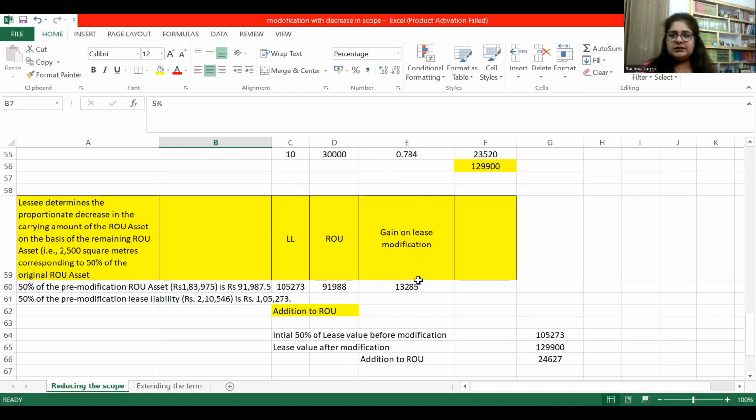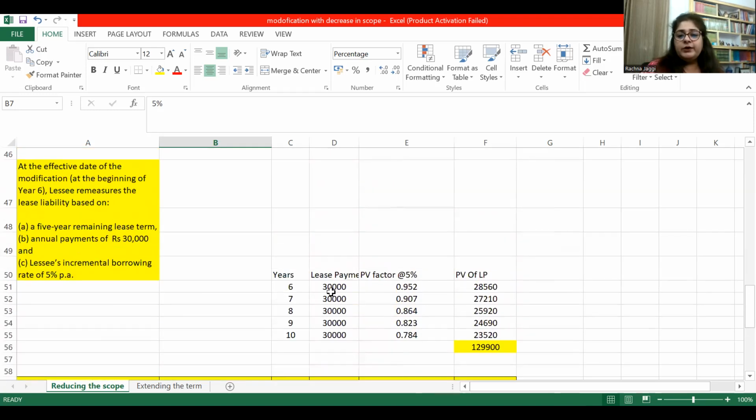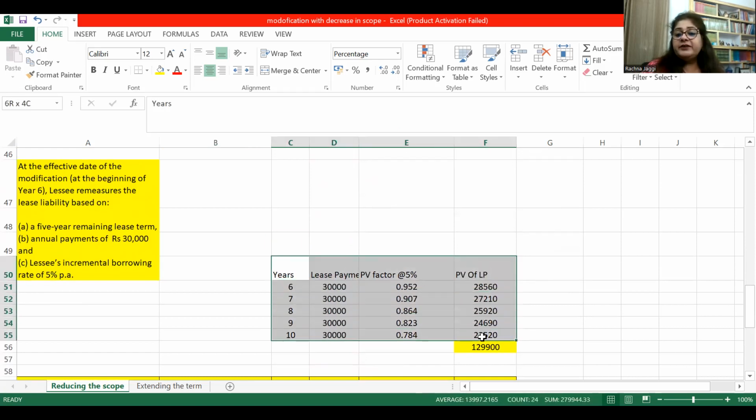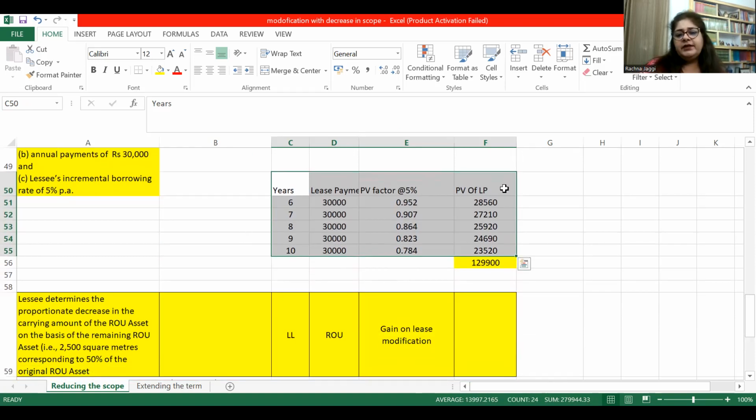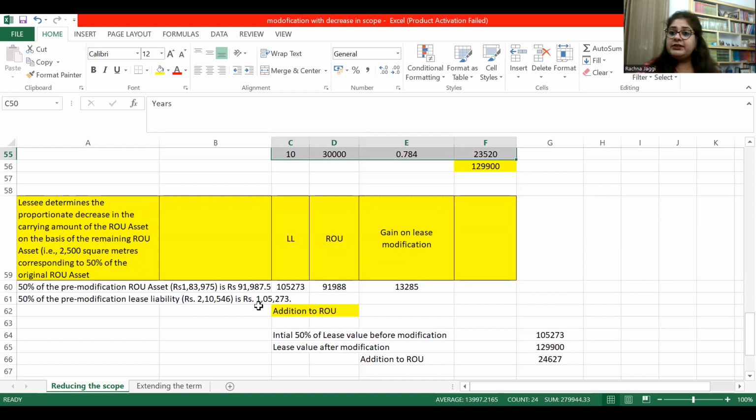Now, I'm retaining 50%, that is 2,500 square meters. On this, I have already calculated the modified lease liability, 1,29,900, according to the modified terms. The lease liability of 1,05,273, that is the 50% still there in the original term, is already standing in my books of account, right? Now this modified lease liability is 1,29,900.